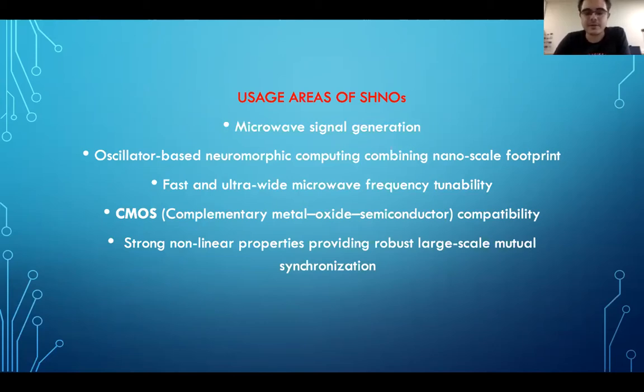This differs SHNOs from spin transfer nano-oscillators, because spin transfer nano-oscillators can't be compatible with the CMOS. Also, spin Hall nano-oscillators can be used for their strong nonlinear properties, providing robust large-scale mutual synchronization.